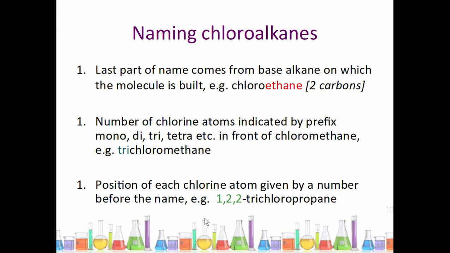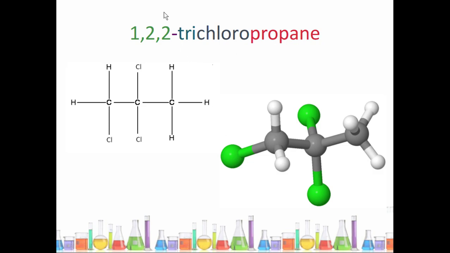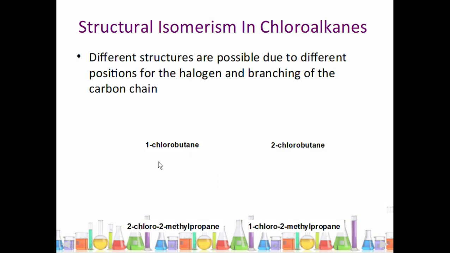And the position of the chlorine atom or atoms is given by a number before the name. So these three numbers here tell me where my trichloro, I've got 3 chlorines on the propane molecule, and these numbers tell me where they go. Just showing you that here. We've got propane, so I've got a 3 length carbon chain. Trichloro, meaning in there I should have 3 chlorines. Where am I putting them? 1 on carbon 1 and 2 on carbon 2. And that's the structure made up for you there as well.